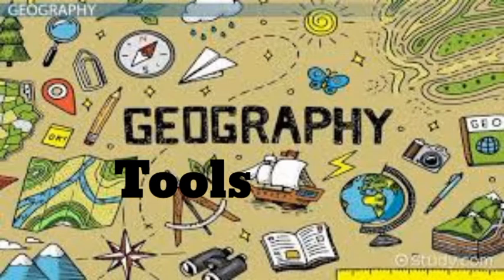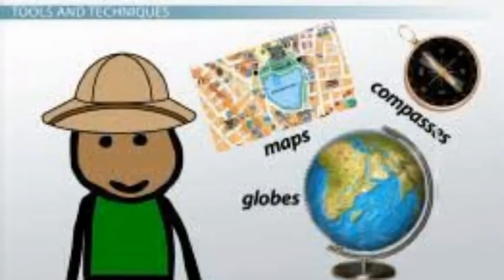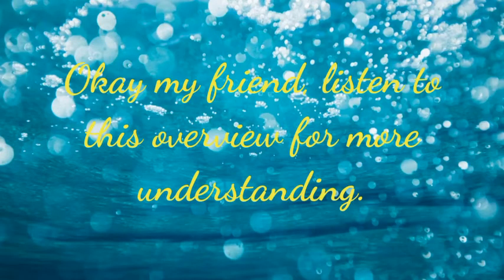And our topic for today is geography tools or geographical tools. Now, let's look at the meaning of geographical tools. These are tools used to study geography. They are tools we use in studying geography, and we can see the tools here. We have globe, we have maps, and we have compasses. So based on our level, we're going to discuss these three geographical tools.